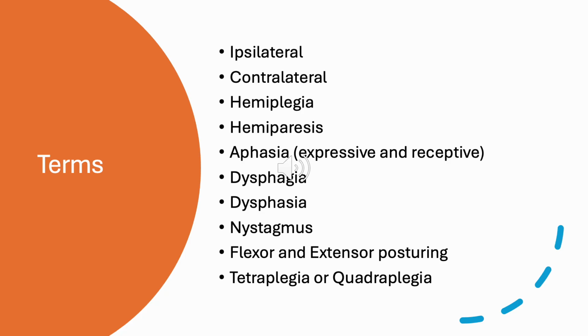And some sources use these two terms interchangeably, just FYI. Dysphagia means trouble swallowing. Dysphasia means trouble speaking. Nystagmus is involuntary eye movement, so I talked about that in this lecture. Know the difference between flexor and extensor posturing, in that it's also a late sign of increased intracranial pressure. Tetraplegia is the same as quadriplegia. It's the new name we're using. And quadriplegia means 4 limbs are paralyzed. So those are important terms that will help you.